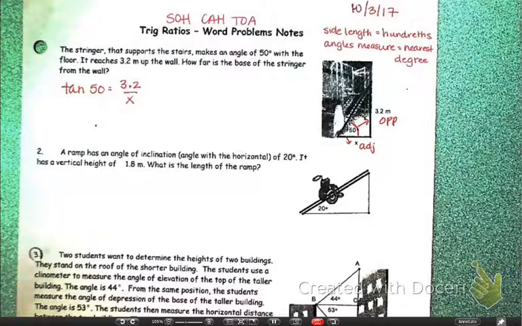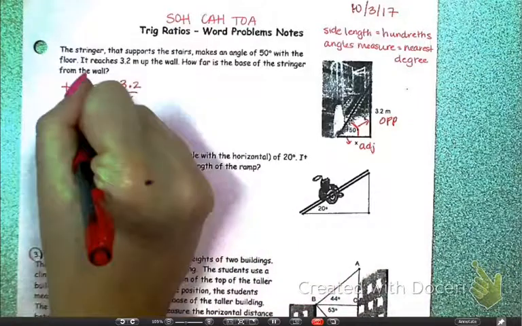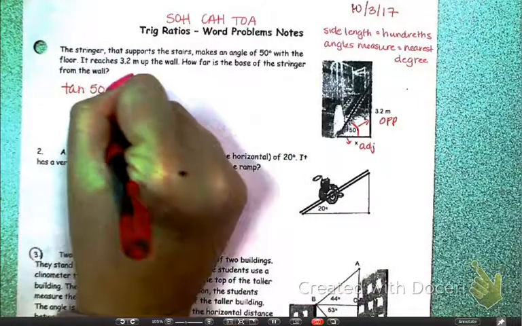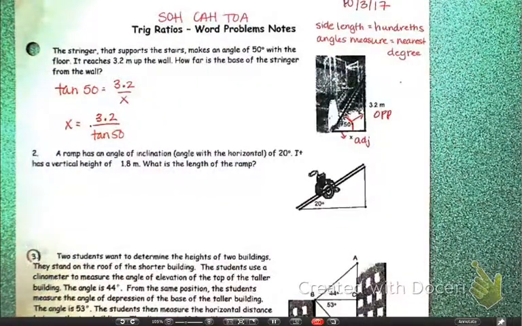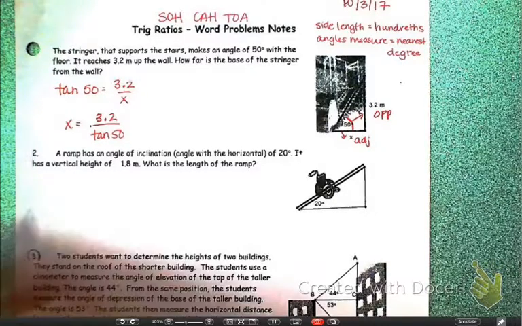What type of problem is this? It's your division because the variable's on the bottom. So this is your flip and divide. So x equals 3.2 over the tangent of 50. And because we are solving for a side length, we're rounding to the nearest hundredth. So plug that into your calculator. What do you get when you plug that into your calculator?